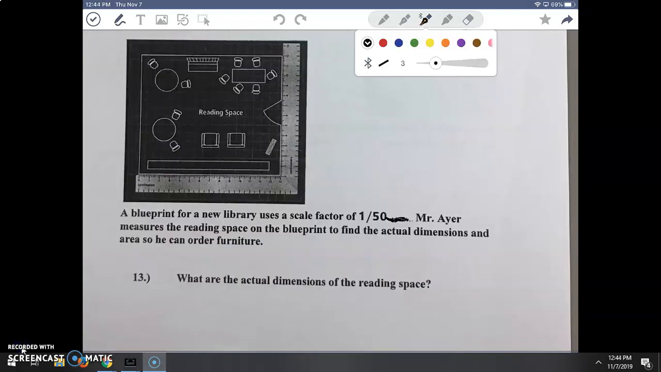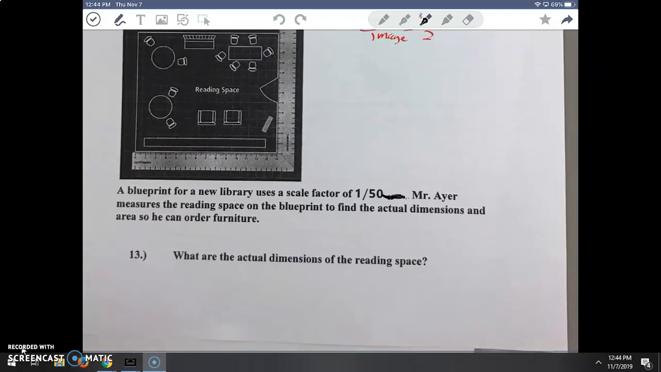In this, we have a blueprint that is 1/50 of the scale of the actual library or the reading space that we're going to use. Mr. Ayers is going to measure the reading space of the blueprint, find the actual dimensions and area so he can order the furniture. If you know what the scale factor is, how much smaller it is than the actual room itself, then you can learn how to measure the area of the space, the area of your furniture. That way you know what kind of furniture you can put in without actually having to put the furniture in.